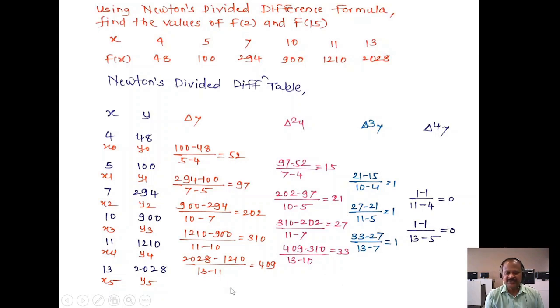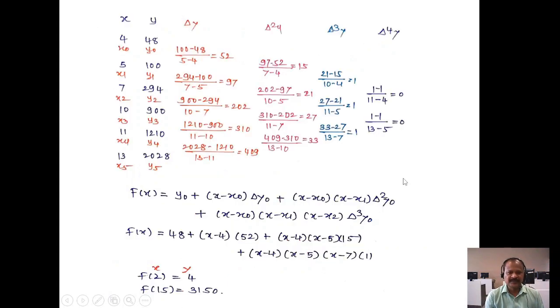So after finding all these divided differences, we have to use the formula. The formula is given like this: f of x is equal to y0 plus x minus x0 into delta y0 plus x minus x0 into x minus x1 into delta square y0 plus x minus x0 into x minus x1 into x minus x2 into delta cube y0. So all the values are known. What is y0? You can see y0 is 48. So you can put here 48 plus x.